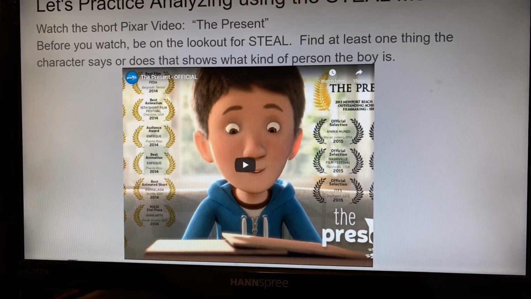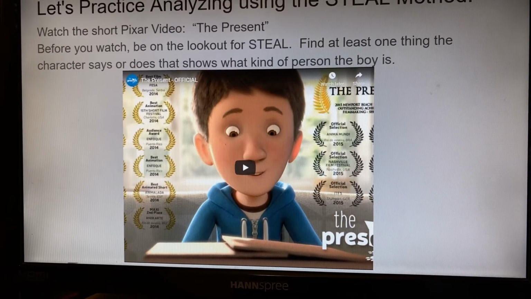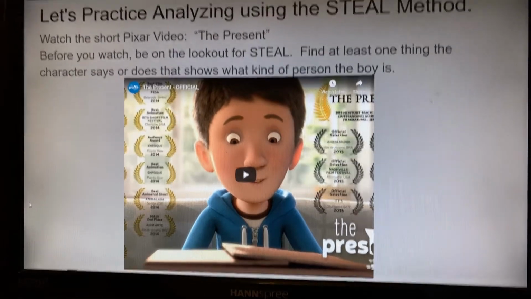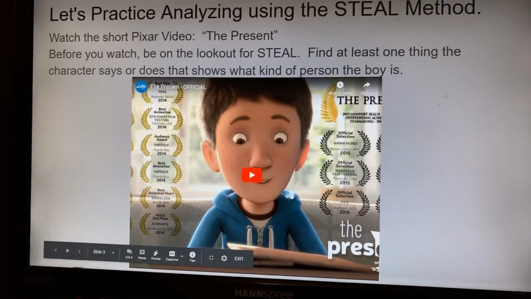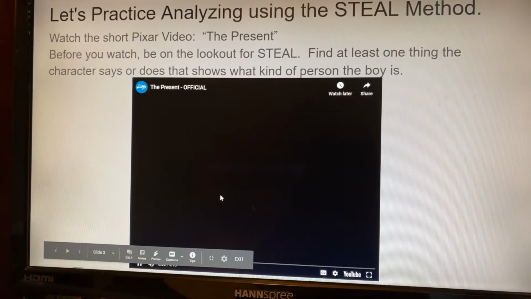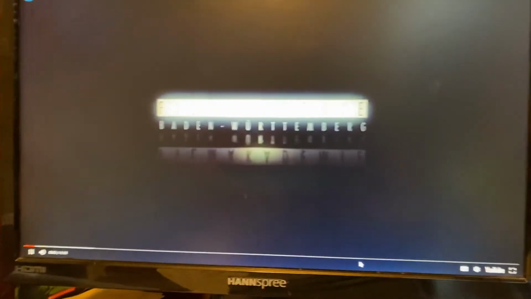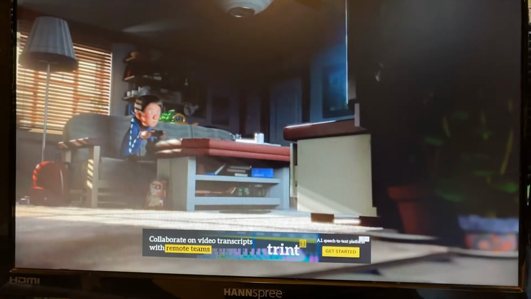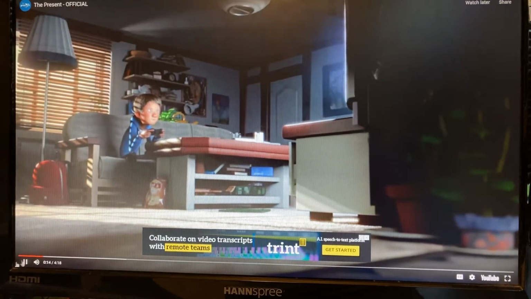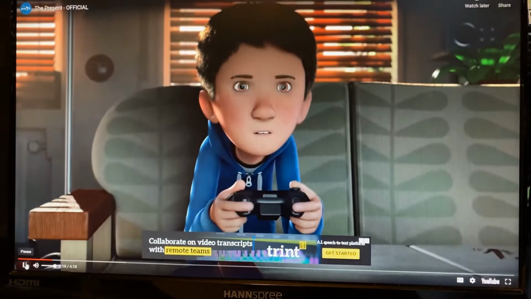We're going to watch a short Pixar video. Its title is The Present. Now, before you watch, be on the lookout for STEEL. Find at least one thing the character says or does that shows what kind of a person the boy is. Okay, so I'm going to pause right now, and I'm going to allow you to watch the video. By the way, click down here and it'll become full screen. So I'm going to go ahead and pause. You go ahead and pause this video and enjoy the show.